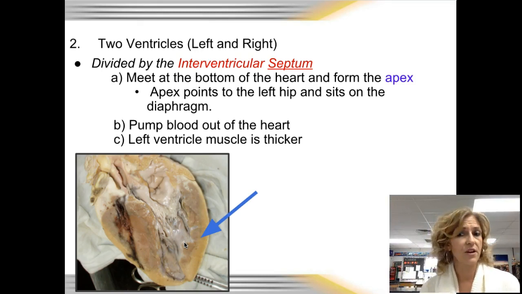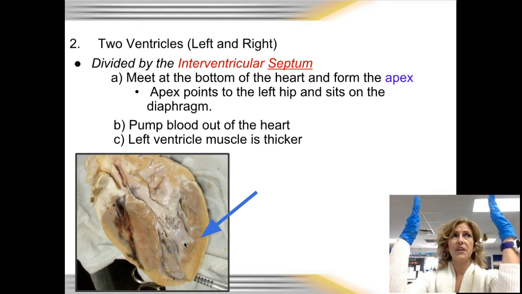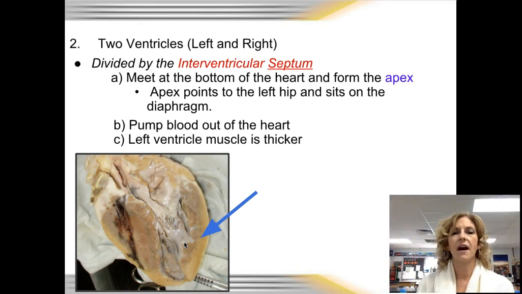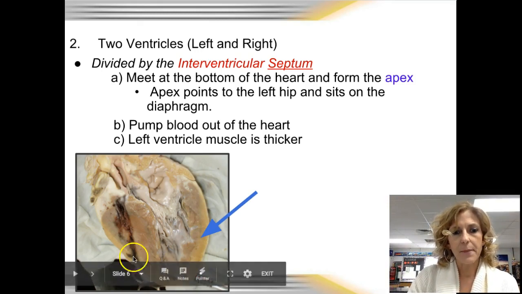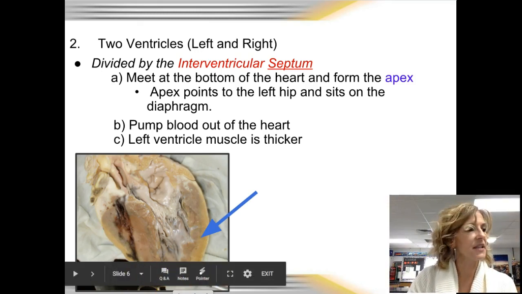It has to go all the way to your feet. It has to go against the pull of gravity, sending it up to your head. So the left side has to be a very powerful muscle in order to push blood throughout the whole entire body. At the bottom, the ventricles come together into the apex.